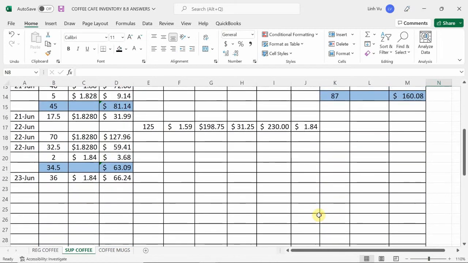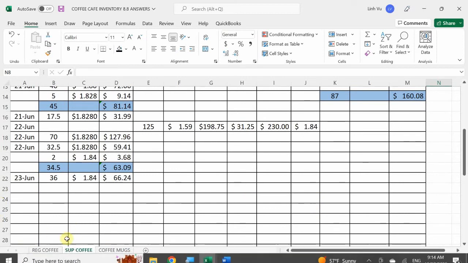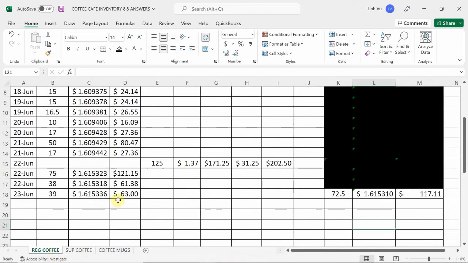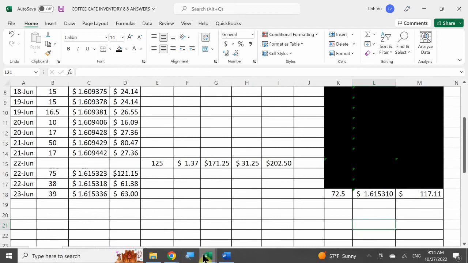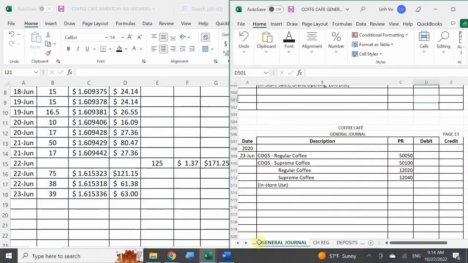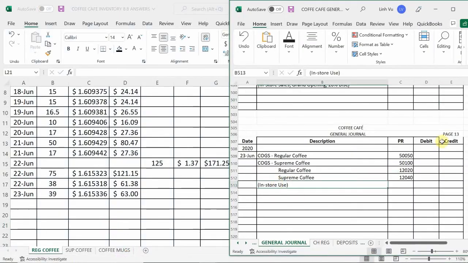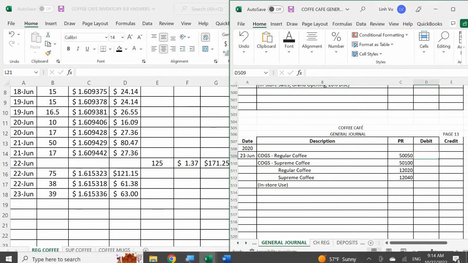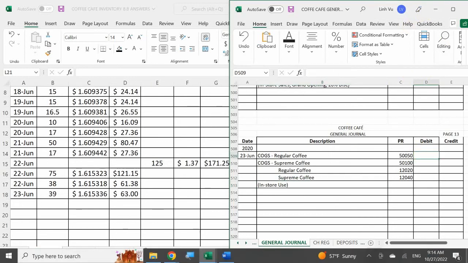And what we used was $66.24 for Supreme and then $63 for regular. Okay? So let's go ahead and plug it into my journal and then we'll update our inventory. Okay, so cost of goods sold for regular coffee was $63 even. And my Supreme coffee was $66.24.